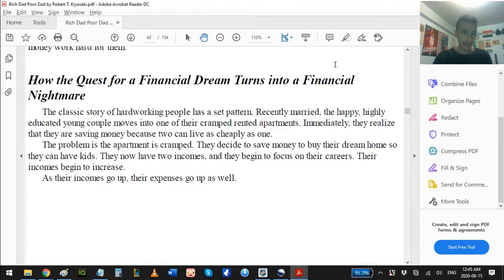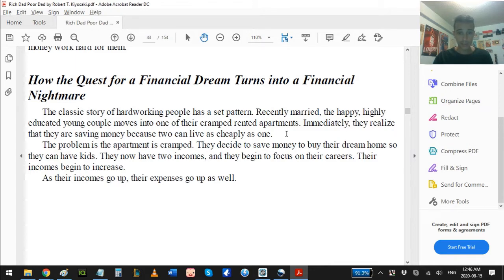Recently married, the happy, highly educated young couple moves into one of their cramped, rented apartments. Immediately they realize that they are saving money because two can live as cheaply as one. Pretty awesome so far. The problem is the apartment is cramped, so they decide to save money to buy their dream home so they can have kids.